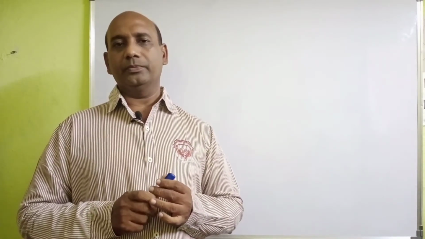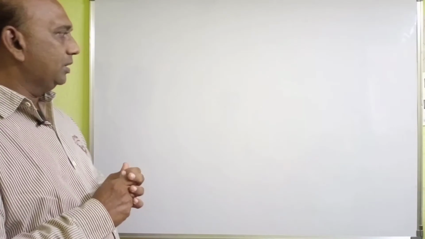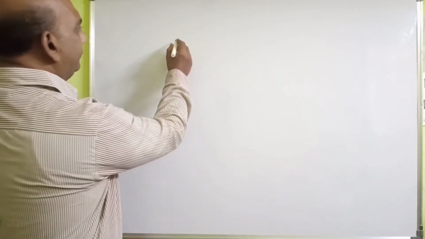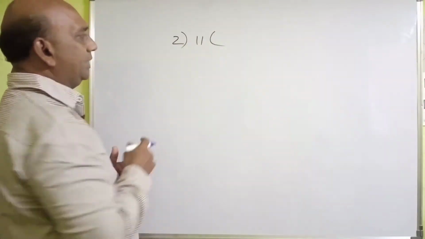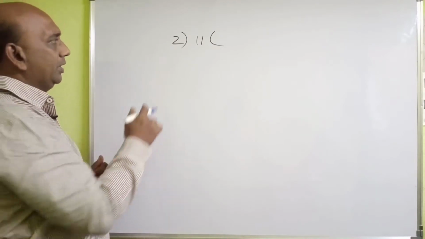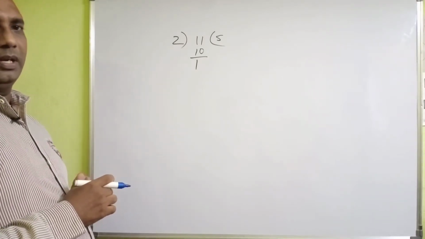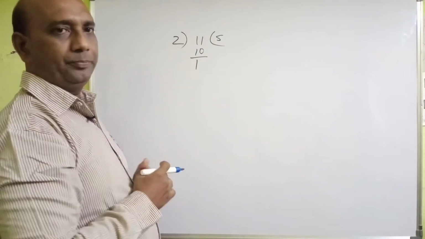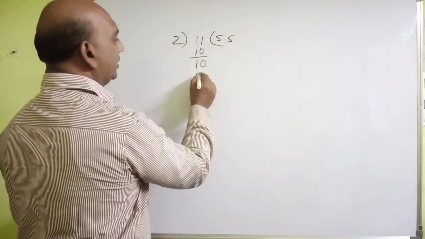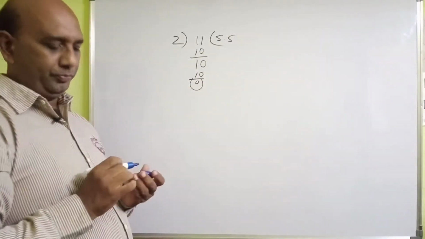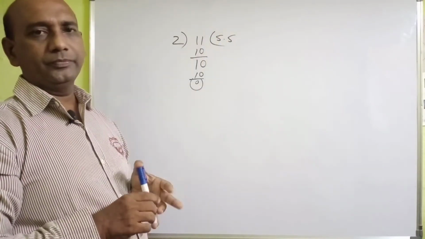What is meant by termination? Termination means closing. Suppose we divide 11 by 2. Here 2 fives are 10 and 1 is the remainder. Convert this into decimal form. Put a point and take 0 here. Again 2 fives are 10. The remainder is 0. So up to here the division closed.